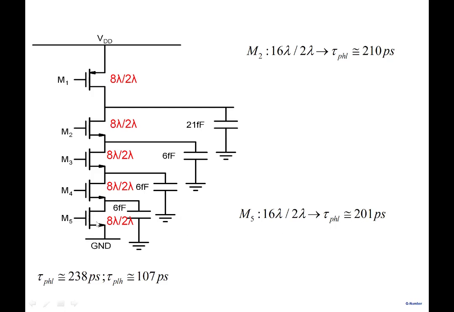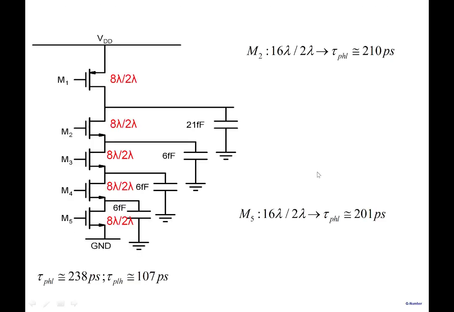So this transistor has more impact on delay as compared to M2 here. And that we saw because M2 affects only the discharge of this capacitor, while M8 affects the discharge of all of them. Okay, so this one is more important as compared to this particular one here. All right.